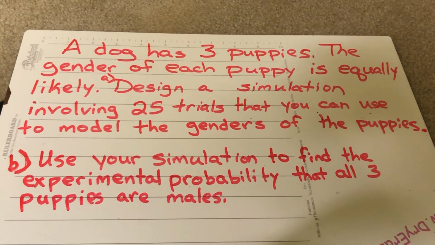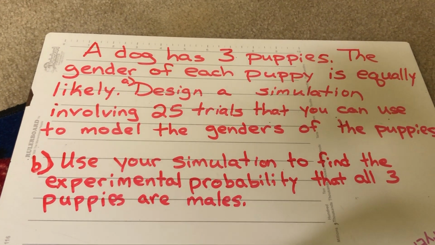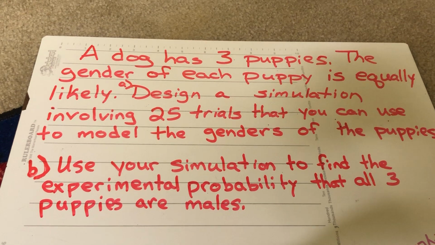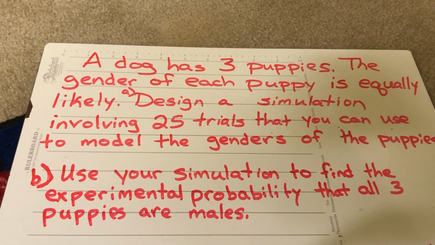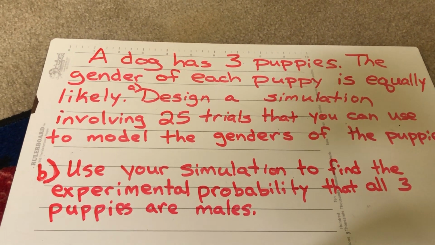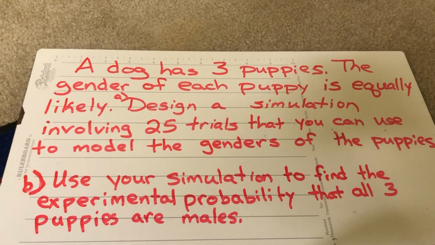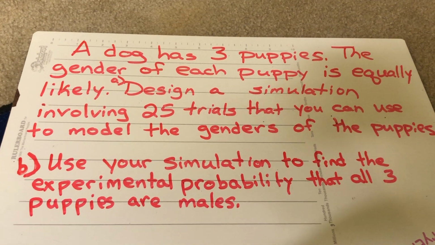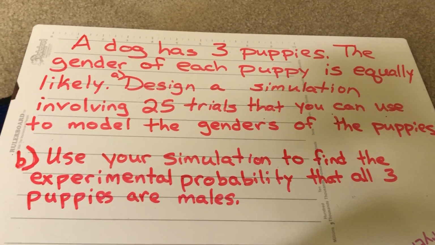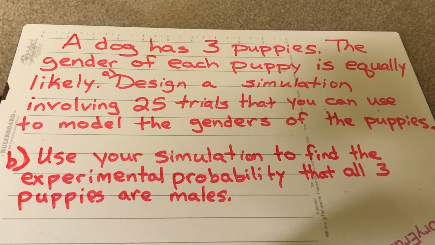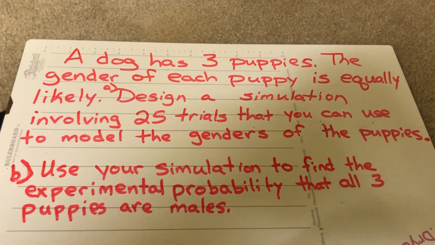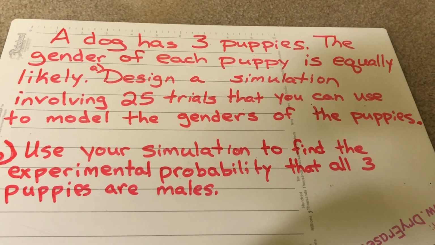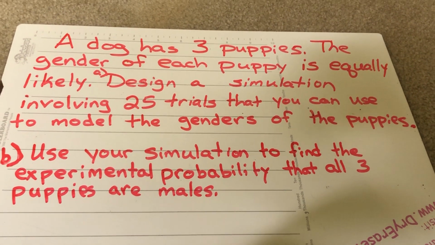So when we design a simulation, we want to design a simulation that represents the likelihood of an event. So since the gender, male or female, is equally likely from the information that it gives us, we want to do some sort of test simulation, a way that represents 50-50. We're going to flip a coin, okay? And so we're going to do the trial actually 25 times to model the genders of the puppies.